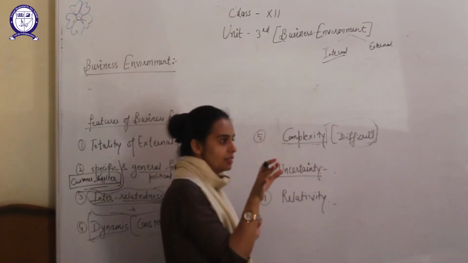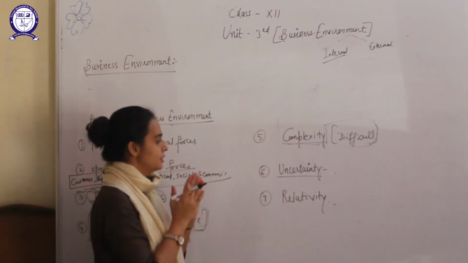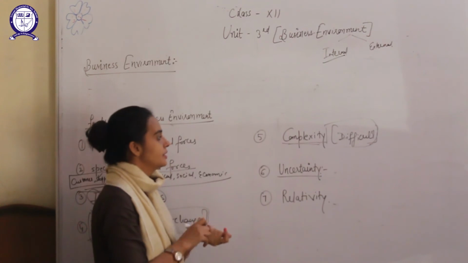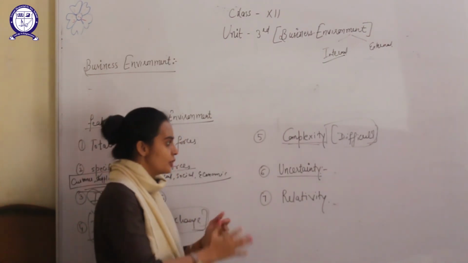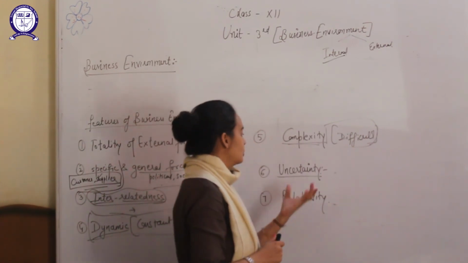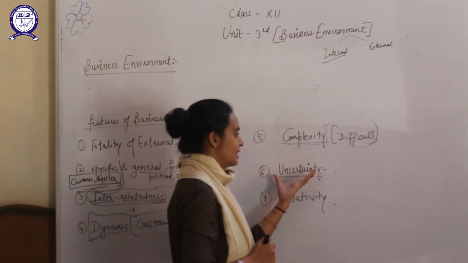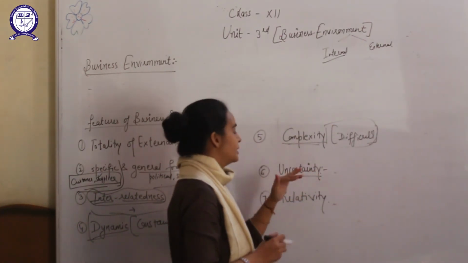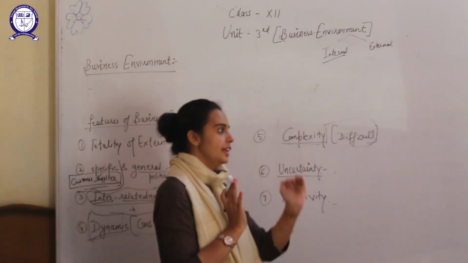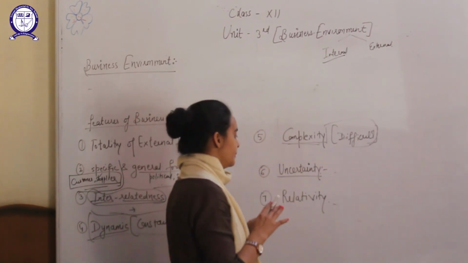Uncertainty means nothing is certain. Clear, because in the business environment there are so many factors and there will be so many changes, and all the changes are related to the future. So a business manager can predict the changes, can estimate the changes, but they are not certain whether these changes will certainly take place or not. So there is uncertainty.